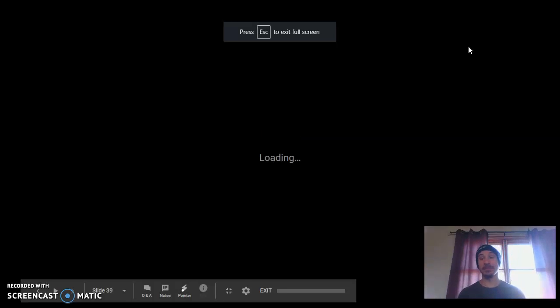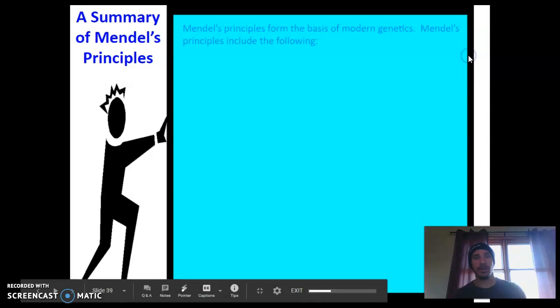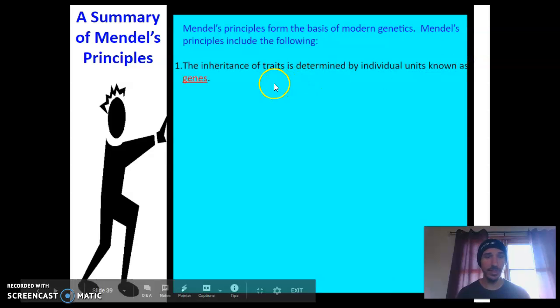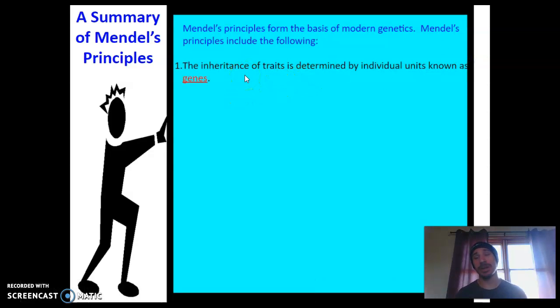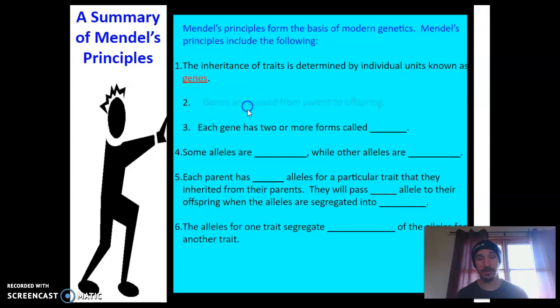So, let's summarize these three principles that we've talked about so far in this class. Mendel's principles form the basis of modern genetics. There's no arguing that. So the inheritance of traits is determined by individual factors or units that we now know today as genes, but Mendel would just call them factors or units. Let's put all of this in before we continue.